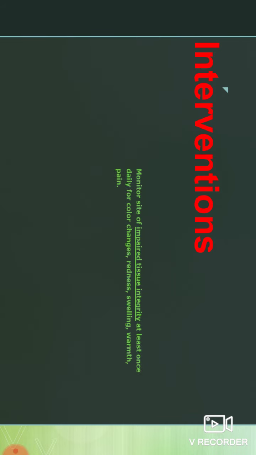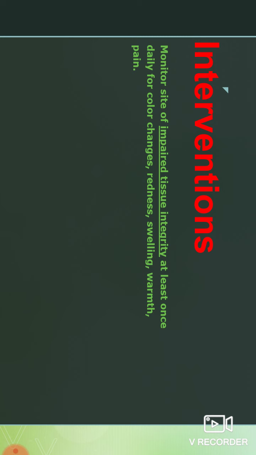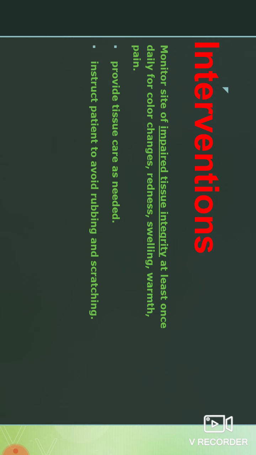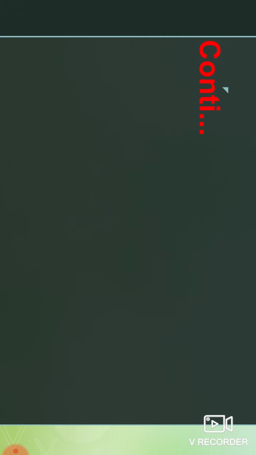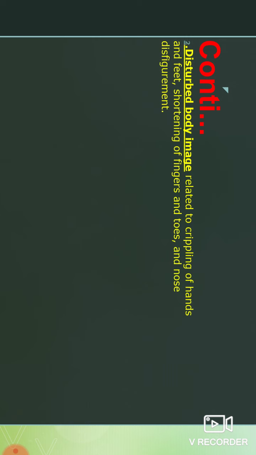So what do we do for that? Interventions: first, we monitor the site of the impaired tissue integrity at least once daily for color changes, redness, swelling, warmth, pain. Second, provide tissue care as needed. Third, instruct the patient to avoid rubbing and scratching. Fourth, provide gloves or clip the nails if necessary. Fifth, administer antibiotics as ordered by the physician. So these are all about the nursing diagnosis of impaired tissue integrity.